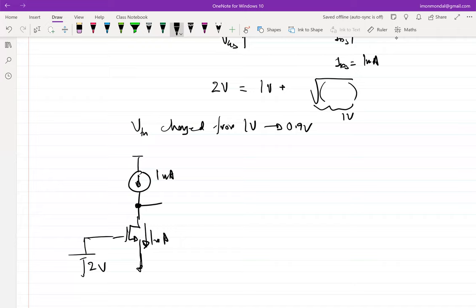Now you saw that somebody turned on the AC, and the temperature changed. If the temperature changed, mu n changed, let's say mu n increased, which means that this current has to increase from 1 to 1.01 milliamps. What will happen? The transistor goes out of saturation, by just turning on the AC.